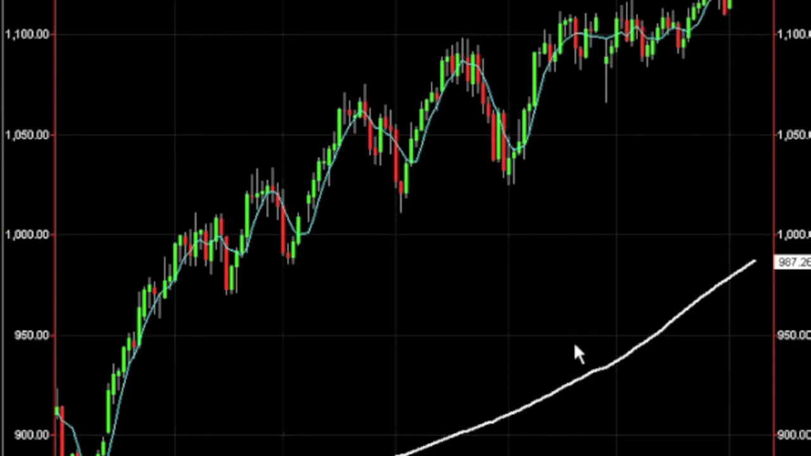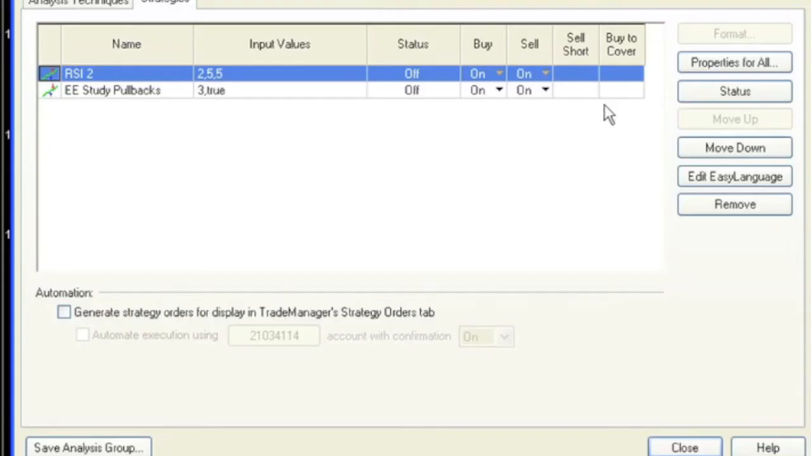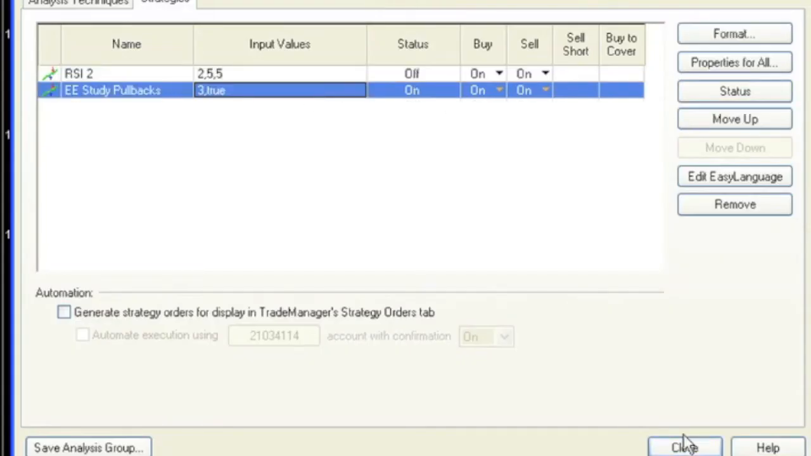Now, let me show you the results of this. This is what the equity curve looks like. This is a very simple system again. It's basically a couple rules, a few lines of code.